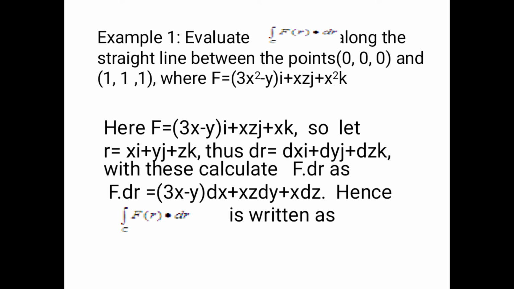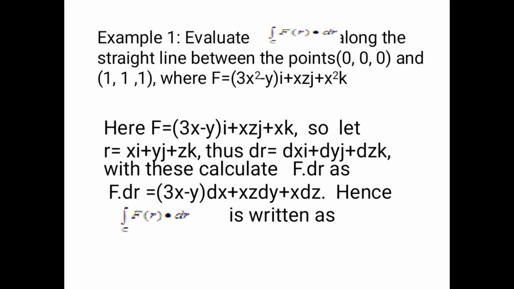Let us take another example. Let integration over C of F dot dr along the straight line between the points (0, 0, 0) and (1, 1, 1), that is along the straight line connecting the points (0, 0, 0) and (1, 1, 1), where F is given as (3x square minus y) into i plus xz into j plus x square into k.